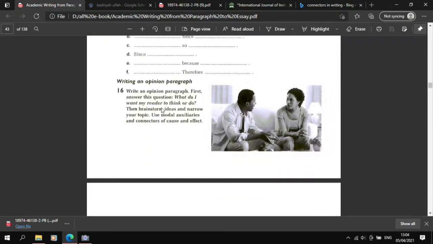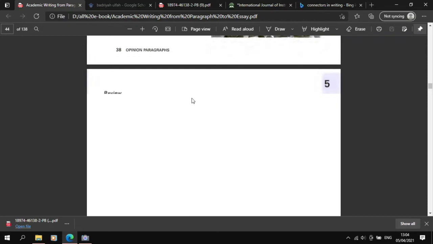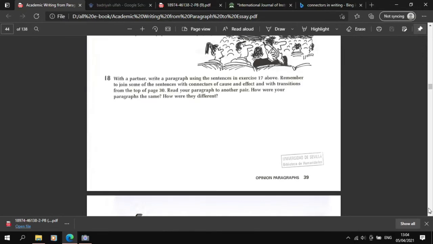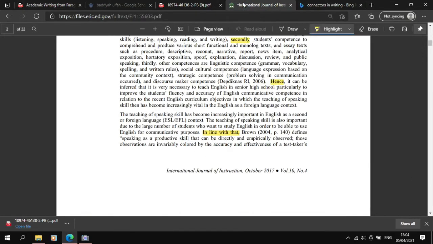Okay, so that's actually the end for opinion. I will not ask you to do the exercise here because you can check the answer directly from this book. So what I want you to do for your exercise for this meeting is, first, once again, go back to the journal.